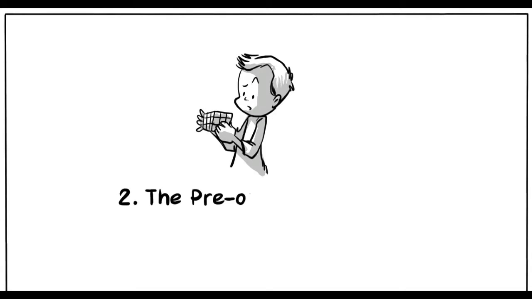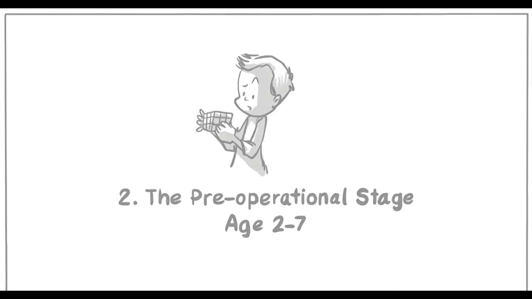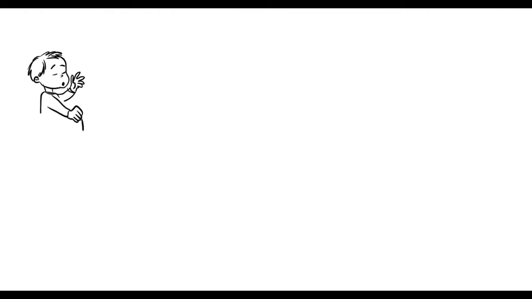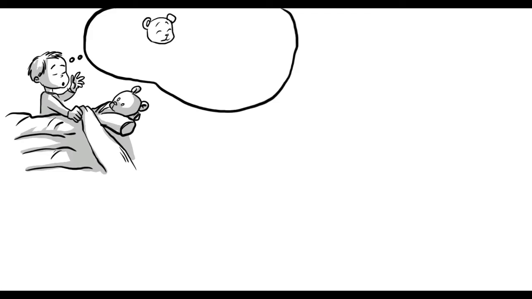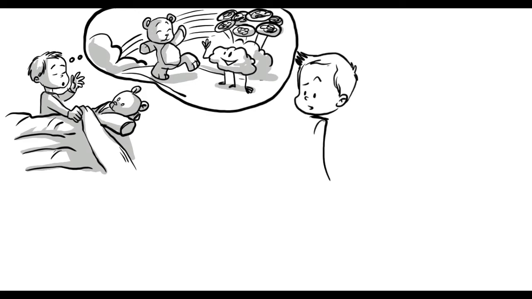2. The pre-operational stage, ages 2 to 7. Our thinking is mainly categorized through symbolic functions and intuitive thoughts. We have lots of fantasies and believe objects are alive. As we are not able to apply specific cognitive operations, Piaget calls this stage pre-operational.